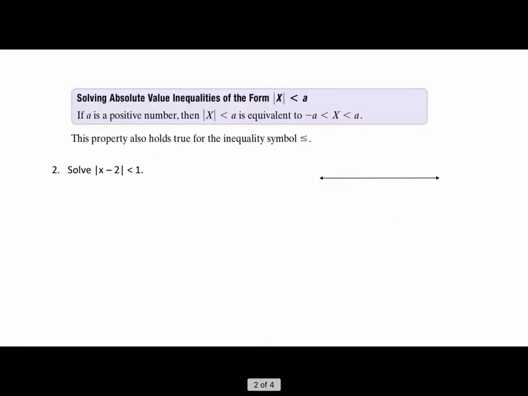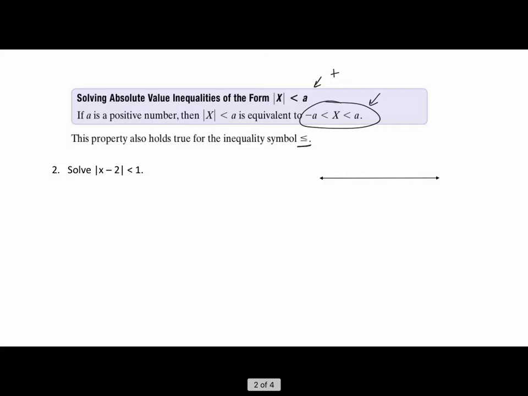So formally, how we're going to solve absolute value inequalities of this form where the absolute value is less than a number, if that's a positive number, then that's equivalent to saying what's in the absolute value is between the negative and positive of that number, because that's what we found for the distance. So this holds true for the less than or equal to as well. It doesn't matter if there's an equal to, as long as the less than symbol, the less distance is between the negative and positive. It's an intersection of values. So let's use this to solve inequality statements.